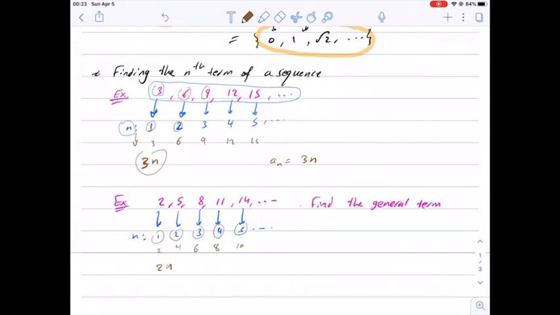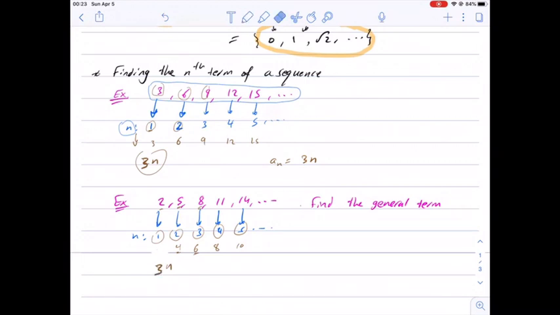So we didn't get the elements of that sequence. As you can see, 2 is equal to 2, that's good, but the second element is 4 here. 4 is different from 5 by 1, and 6 is different from 8 by 2, and so on. So it's not easy to find the pattern by multiplying by 2.